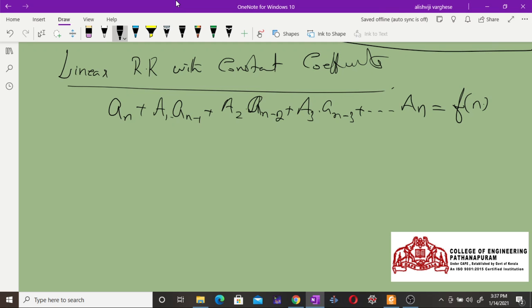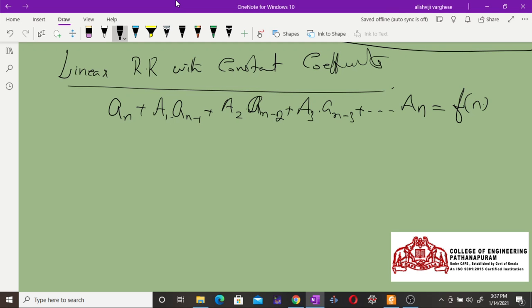And here a1, a2, etc., are real constants, and a_(n-1), a_(n-2), a_(n-3), etc. are the terms of our sequence, and f(n) is a function of n. We use this representation to find the value of a_n, or if we rearrange it, then a_n is expressed as a function of a_(n-1), a_(n-2), a_(n-3), etc. and n.